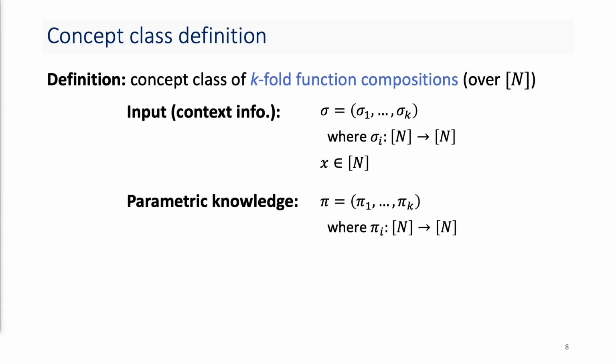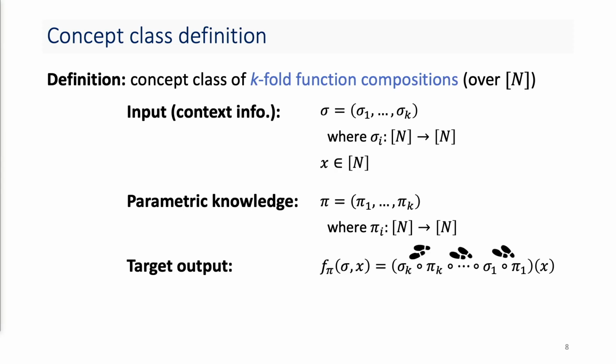The parametric knowledge is also a K-tuple of functions, pi 1 through pi K. Each pi i is itself a function. This is the thing that you would need to learn. The target function is where you compose the pi's and the sigmas in an interleaving fashion. So you first do pi 1, then sigma 1, then pi 2, then sigma 2, and so on. And then take that function and apply it to x.